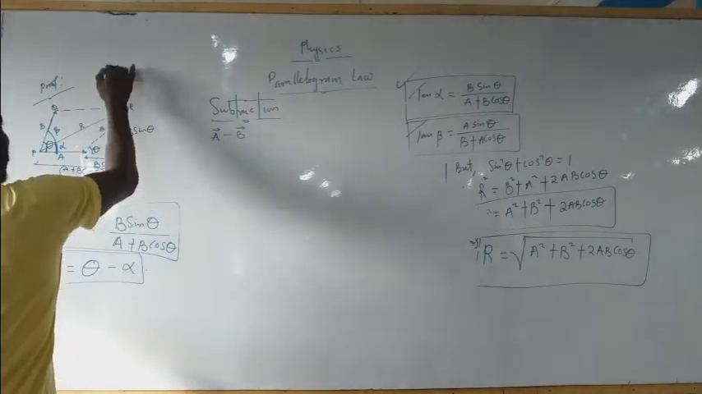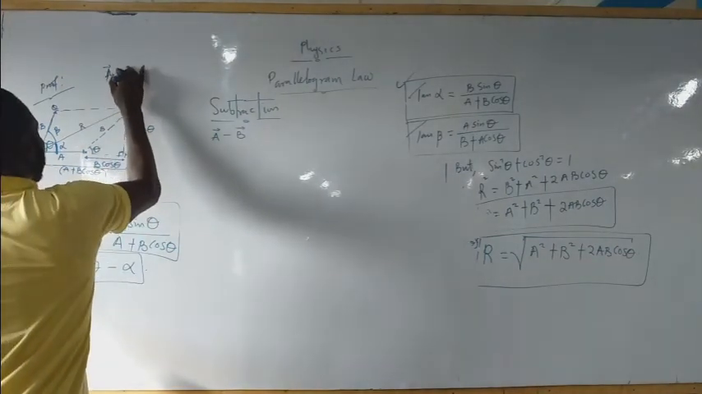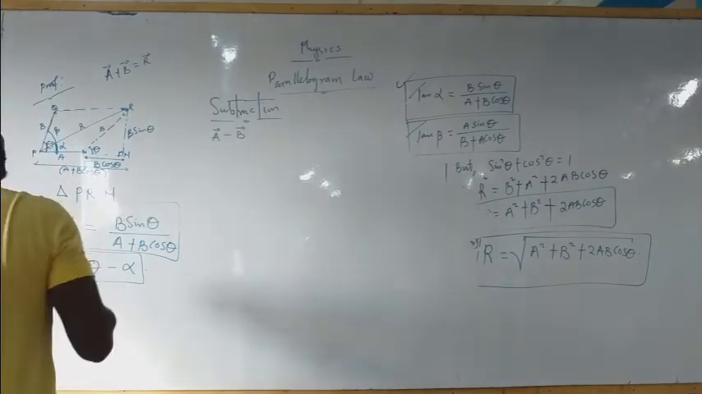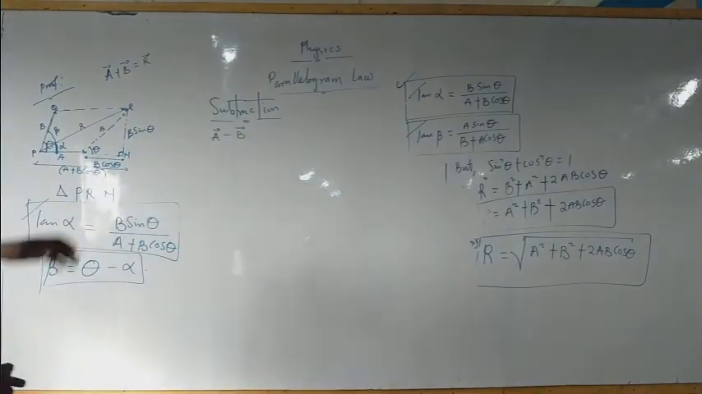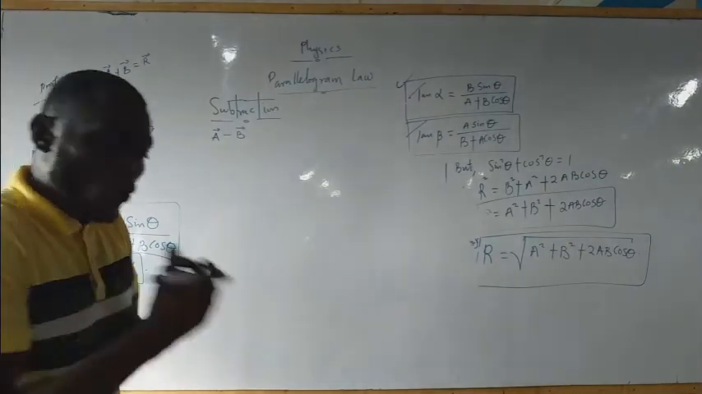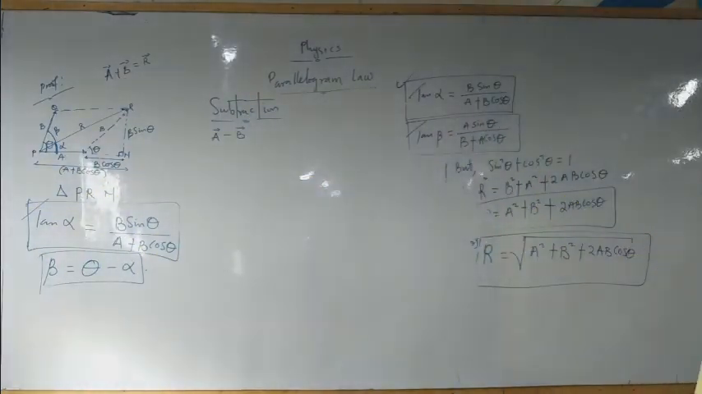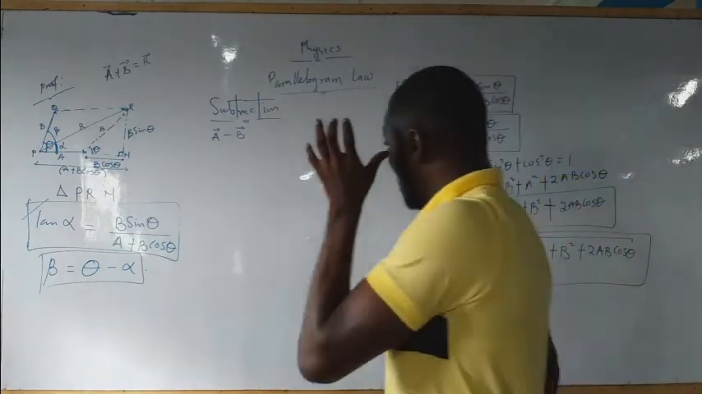Unlike the previous one, where we have vector A plus what? Plus vector B. This gives us the resultant. The resultant is also a vector quantity. Of course, it is a vector quantity, I'll explain that.